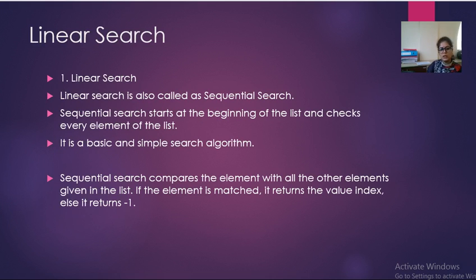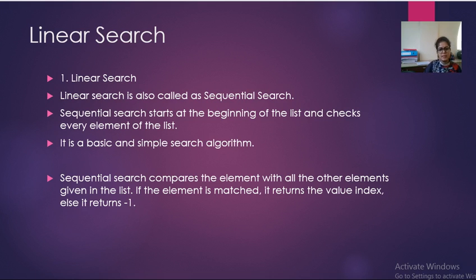See students, as the name is linear, linear means we have to search the item in a sequential way. We have to search the item in a particular order. We cannot skip any of the items. So that is sequential search. We also call linear search sequential search.